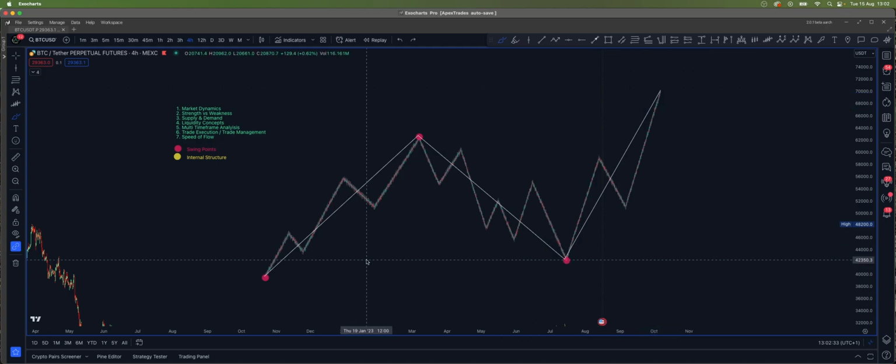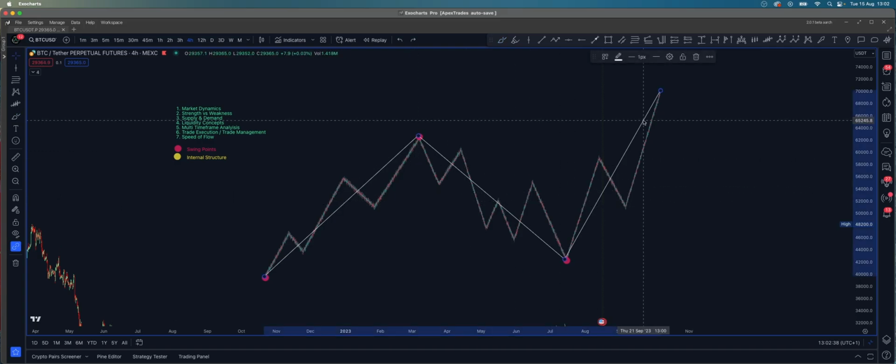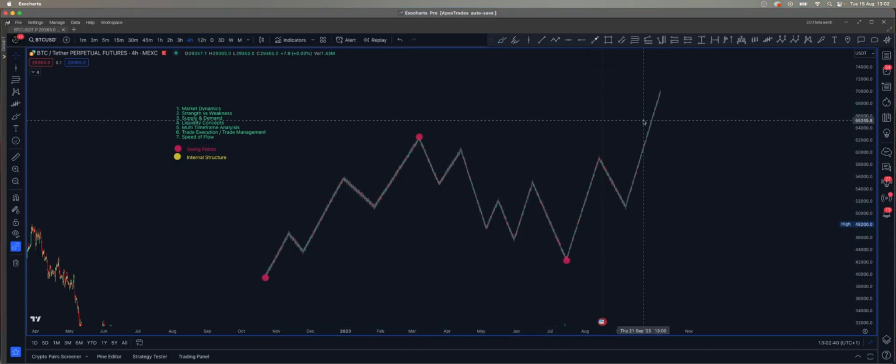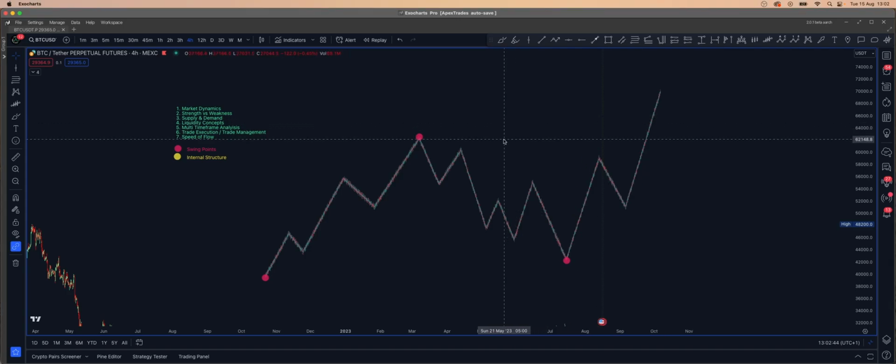So the swings are relatively straightforward, right? They're the points on the chart, whatever market structure we're looking at, which we will determine as the swing range, okay? Nice and easy. What about the internal structure?